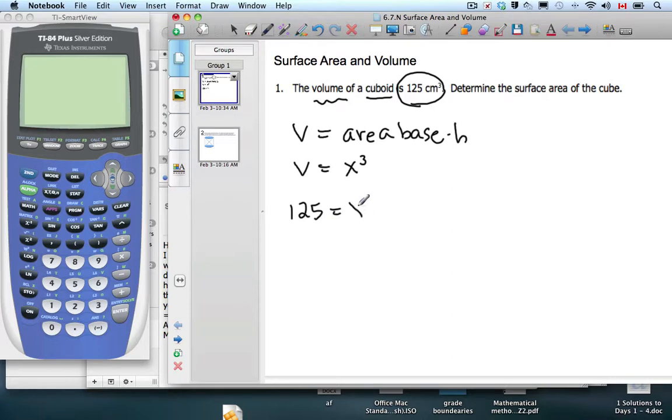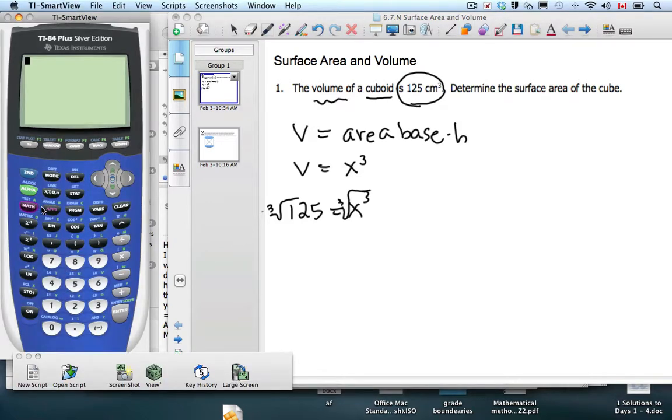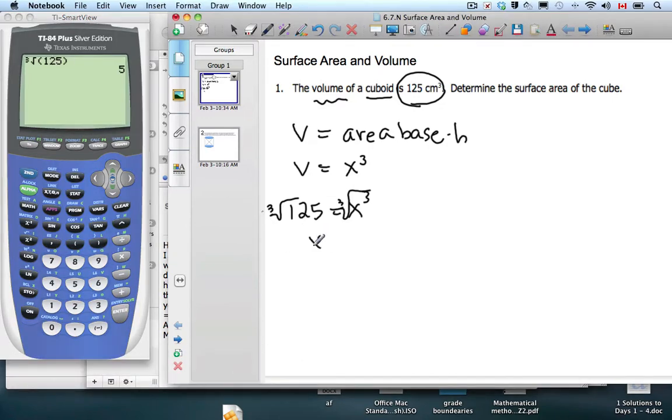And there are a couple of different ways we can do this. Maybe we already know our cubes. We know that 5 times 5 times 5 is 125. Or another thing we could do is take the cube root of it, and our calculator will do that for us. So I'll just show you really quick here. We can go to math, and number 4, and then type in 125. And it gives you 5. Right, so x is 5. So the length of our side of our cuboid is 5.